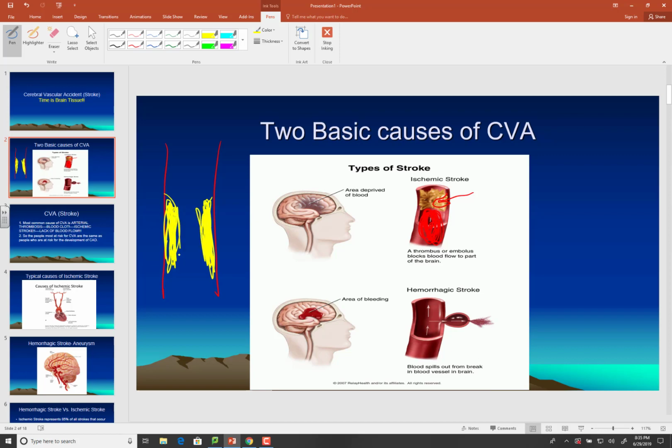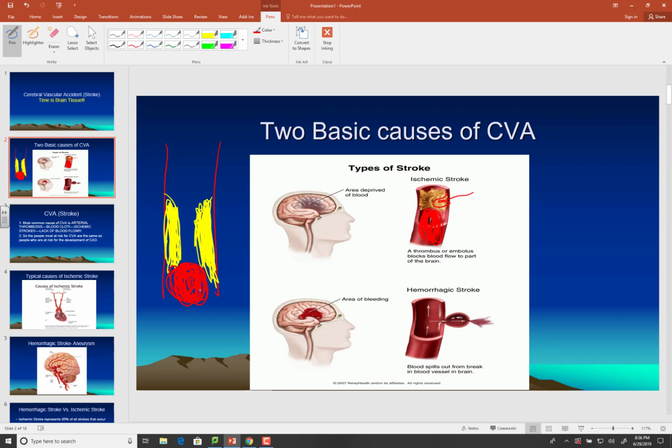Now, when it gets really narrowed over time, and again, this happens over decades, just like coronary artery disease, because it's narrowed, the blood flows turbulently, and turbulent blood flow tends to form a clot. That is going to interrupt blood flow to that part of the brain. Depending on what artery is blocked, supplying what part of the brain, that will tell you the deficits that person is going to have as a result of that particular artery being blocked.